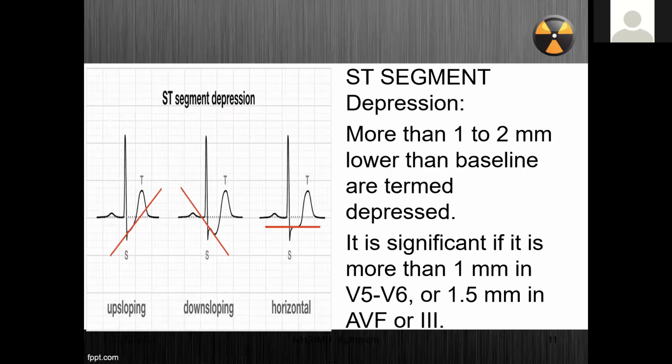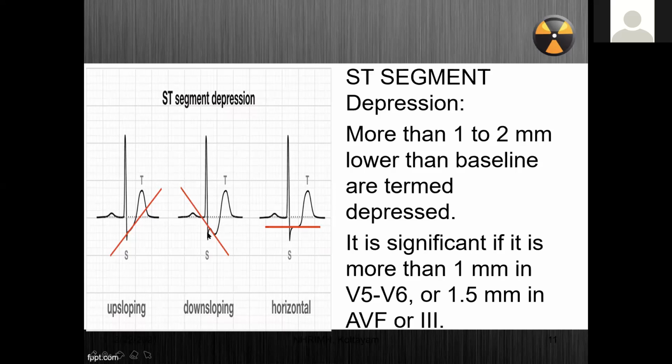Yeah, I will go to the previous one. Next is ST segment depression, more than 1 to 2 millimeters below the baseline. On the left I have shown you, the dotted line is the isoelectric line. If the S to T is below the isoelectric line, 2 small squares below, or it may be like this, or it may be like this also.